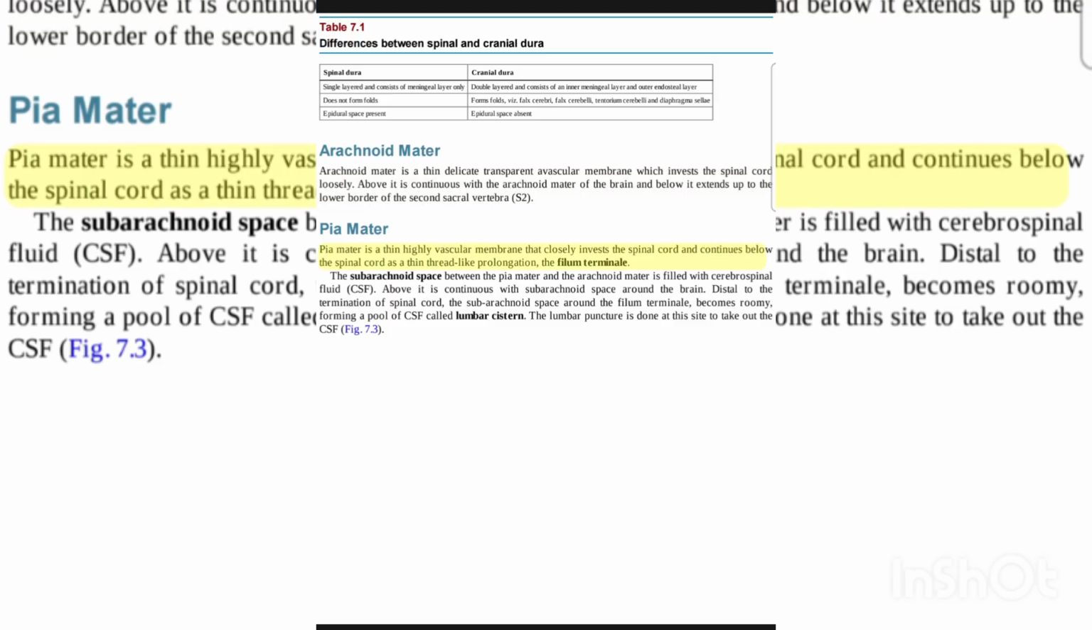Pia mater is a thin, highly vascular membrane that closely invests the spinal cord and continues below the spinal cord as a thin thread-like prolongation, the filum terminale. The subarachnoid space between the pia mater and the arachnoid mater is filled with cerebrospinal fluid, CSF. Above it is continuous with subarachnoid space around the brain. Distal to the termination of spinal cord, the subarachnoid space around the filum terminale becomes roomy, forming a pool of CSF called lumbar cistern. The lumbar puncture is done at this site to take out the CSF, Fig. 7.3.